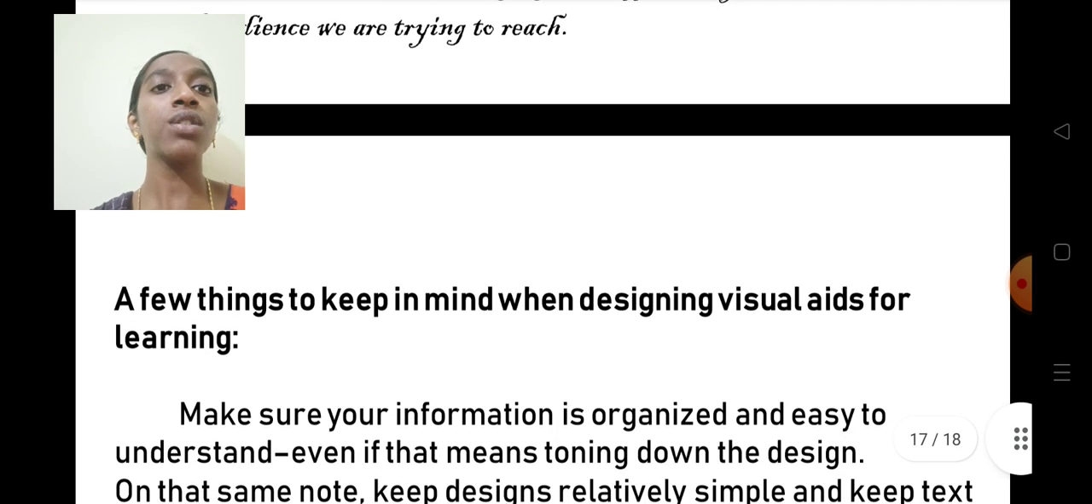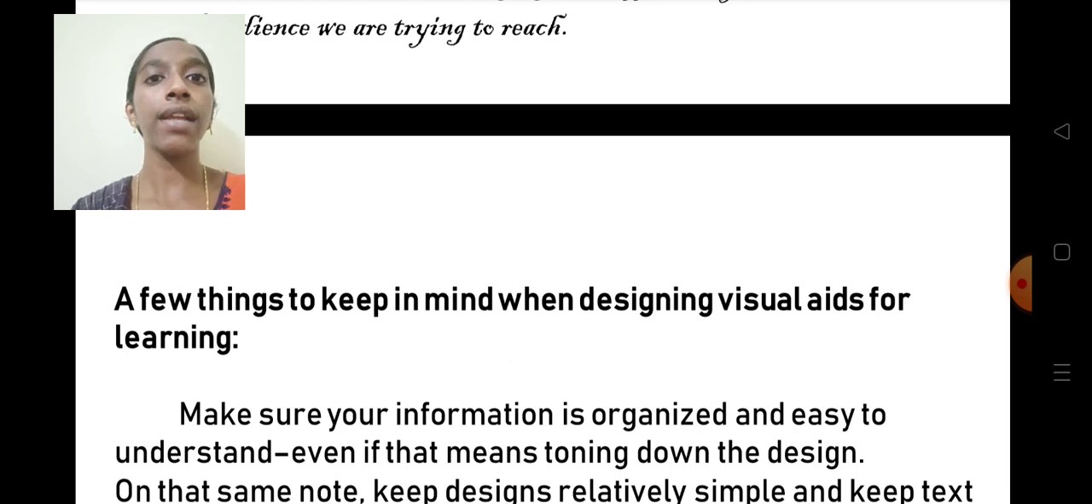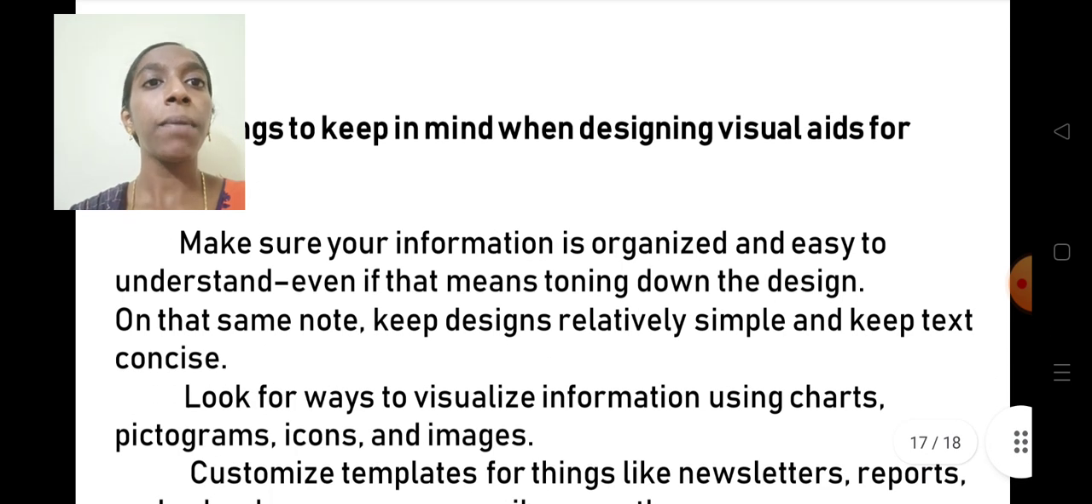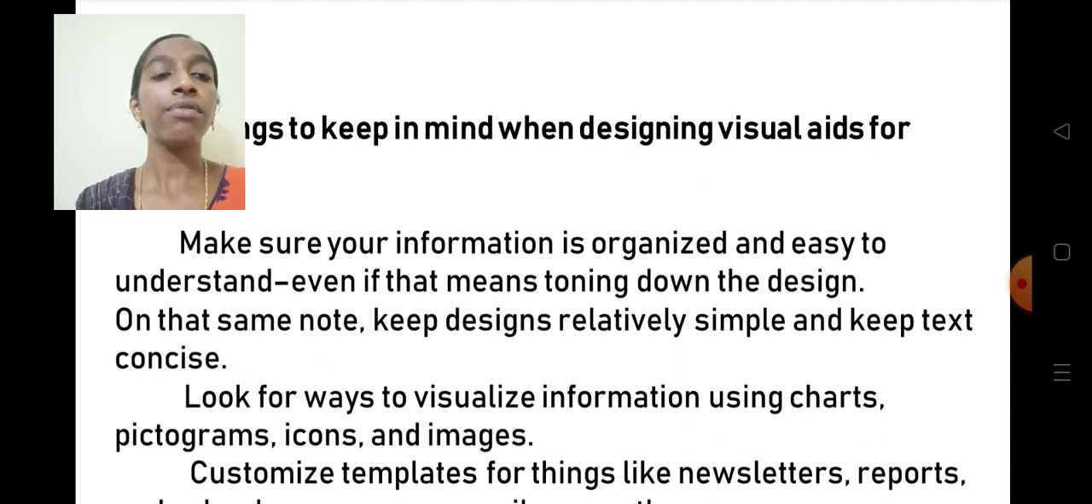Then a few things to keep in mind when designing visual aids for learning. First one, make sure your information is organized and easy to understand, even if that means toning down the design. Some notes: keep designs relatively simple and keep text concise.